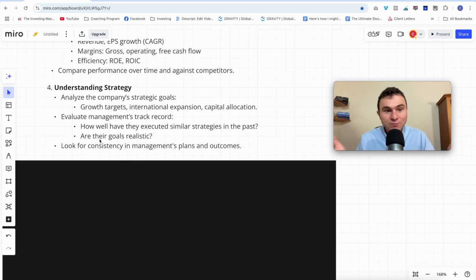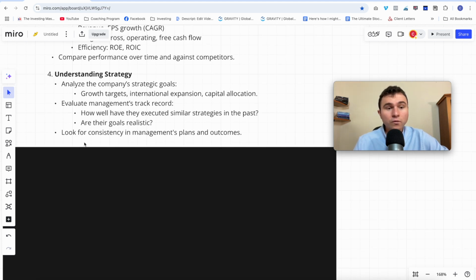So you want to only invest in trustworthy management. This is what it is about. You want to be aligned with management. You want shareholders to believe in you. Okay, goals realistic. So you want to check the track record of management. Look for consistency in management's plans and outcomes.